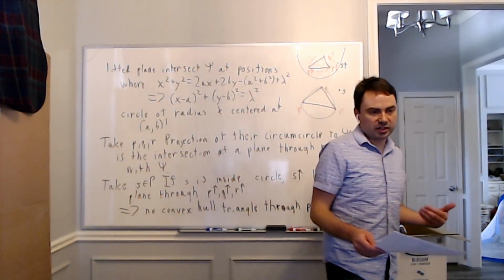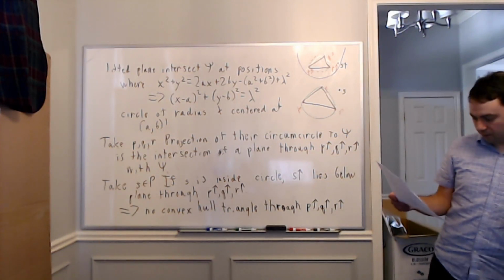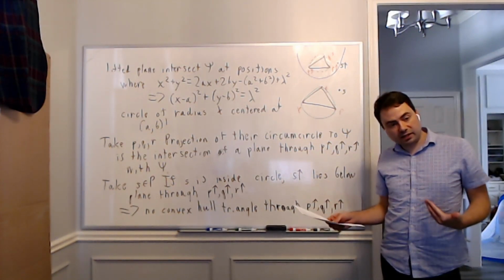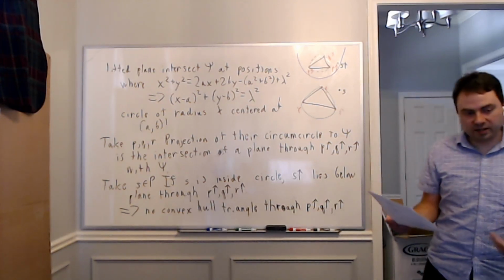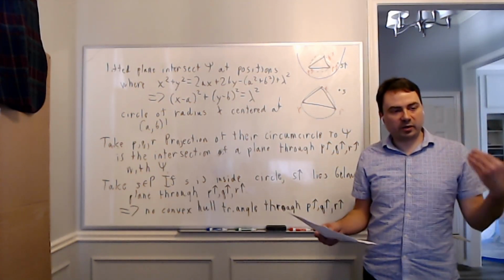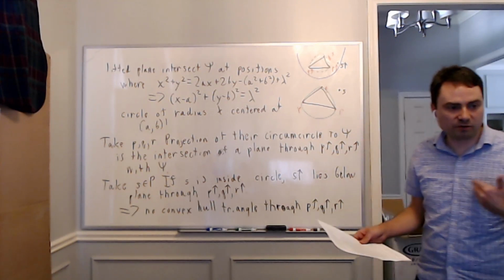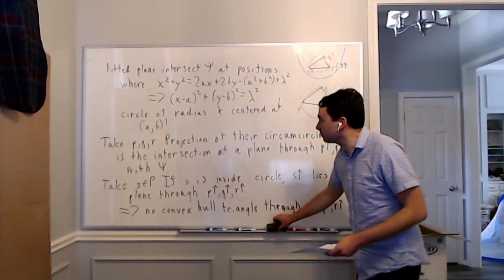There's one nice application of this result. When you're building the Delaunay triangulation of points in the plane, you need a way to know whether or not a point S is inside the circumcircle for three other points P, Q, and R.